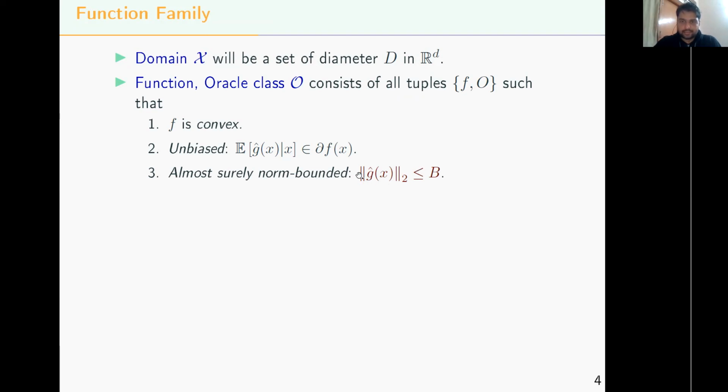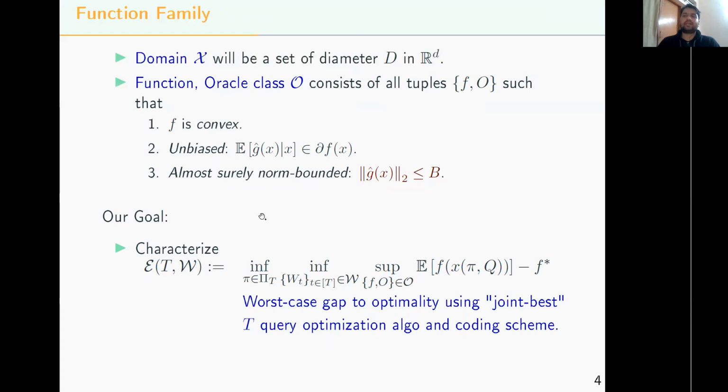Notice that this condition says something about the subgradient of the function at that point, and therefore the function itself, but also the noise added by the oracle. And for such a class, we'll characterize the following min-max gap to optimality.